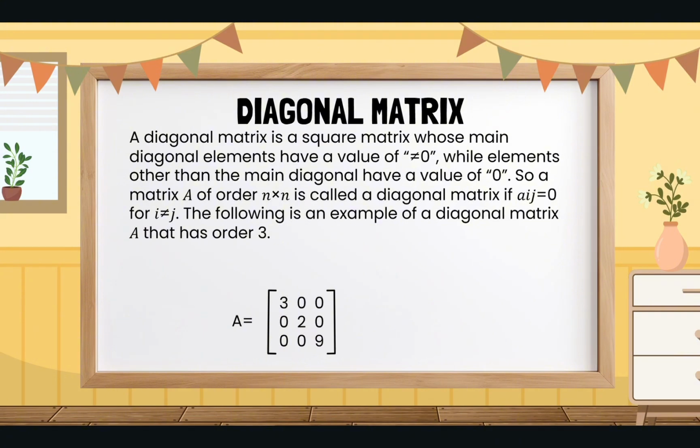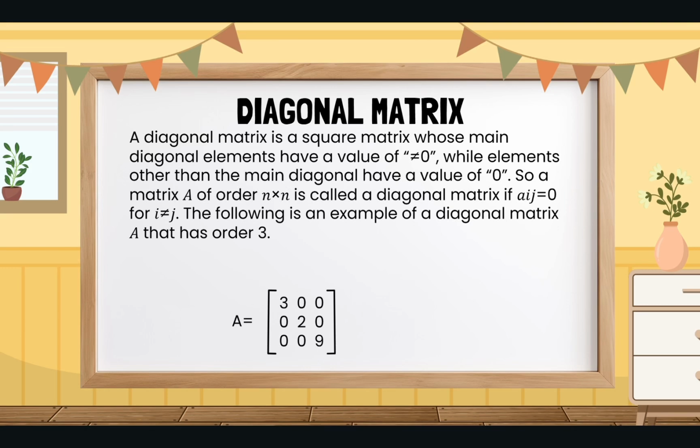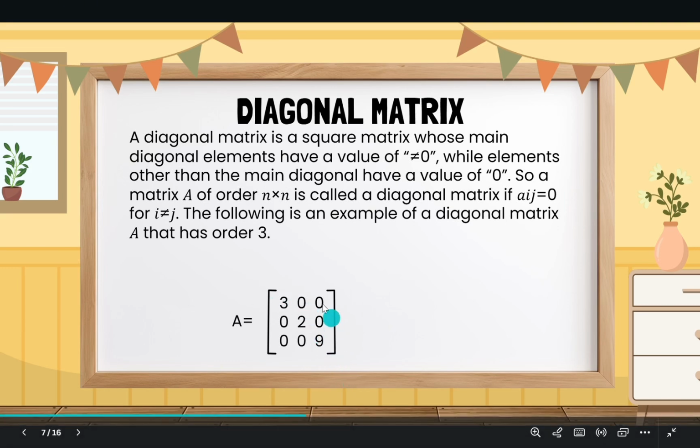Next, we got diagonal matrix. This is a special type of square matrix. Here's the rule. Look at the main diagonal, which represents the numbers running from the top left to the bottom right. In a diagonal matrix, only these elements have values that are not zero. Every other element outside of this main diagonal must be zero.